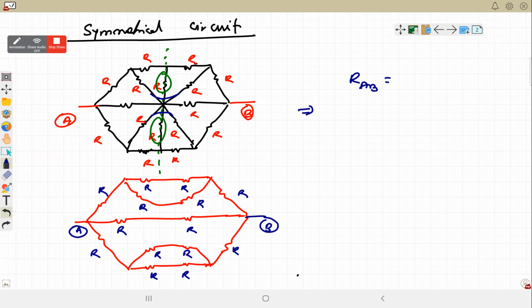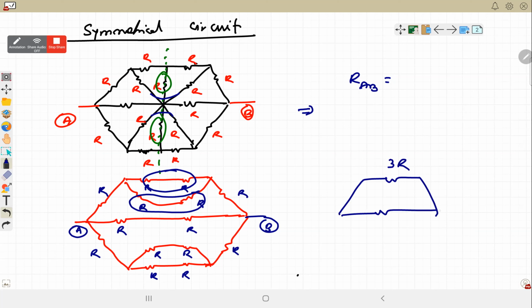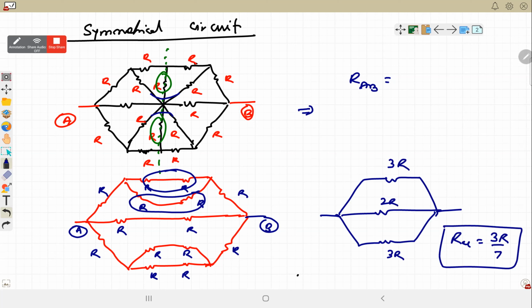3R/2 and 2R in parallel, right? So it will be in the numerator, in the first branch, 2R becomes R plus R plus R. So 3R in the topmost branch, 2R in the middle branch, and 3R on the lower branch. Then all these three are in parallel. 3R/7, I guess, yes. R equivalent is 3R/7.